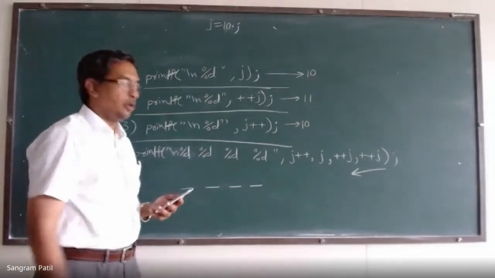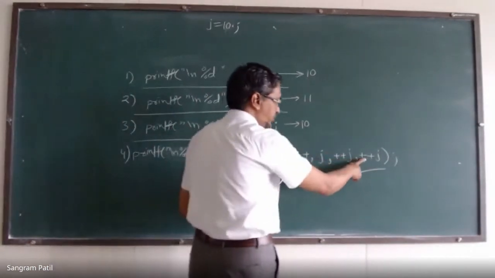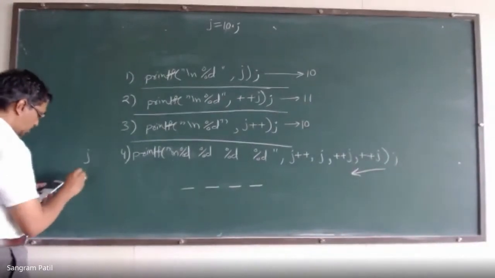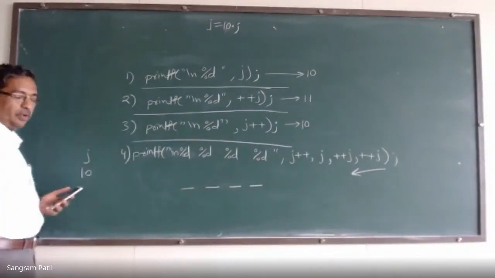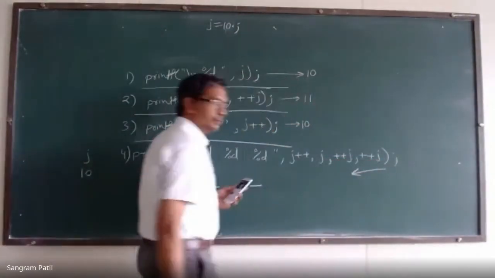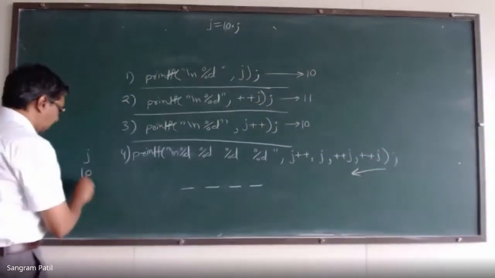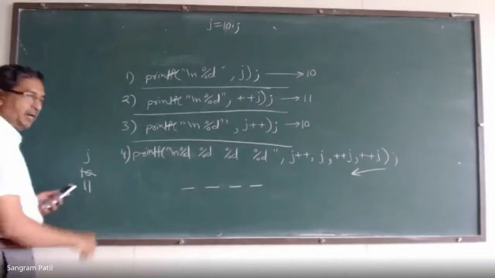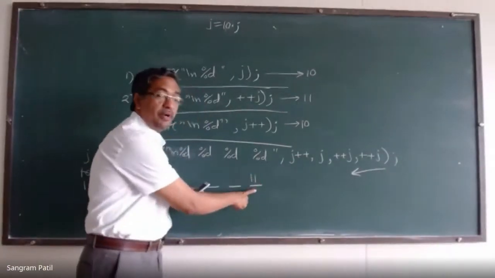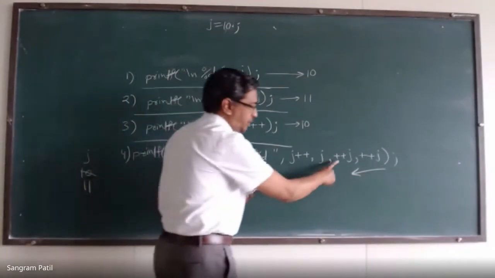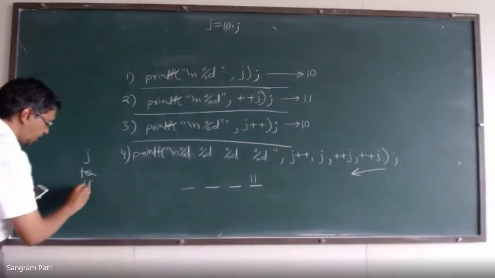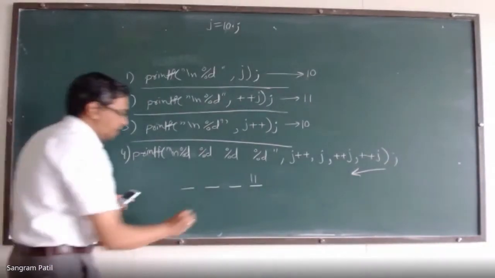Now what is the right number? Plus plus j. Value of j is 10. Plus plus j indicates increment the value of j by 1, so value of j becomes 11. So it will print 11 over here. Then what is the next number? Plus plus j. So again j is incremented, it becomes 12 and it prints 12 here.